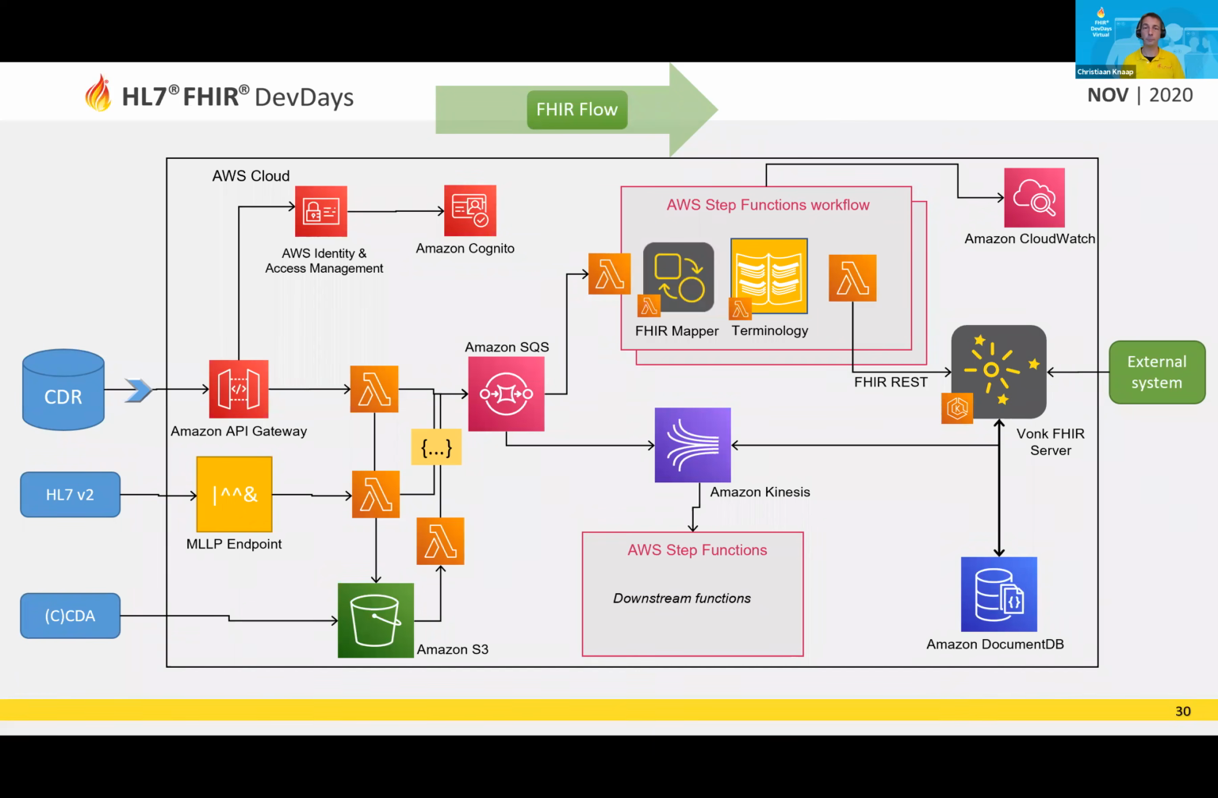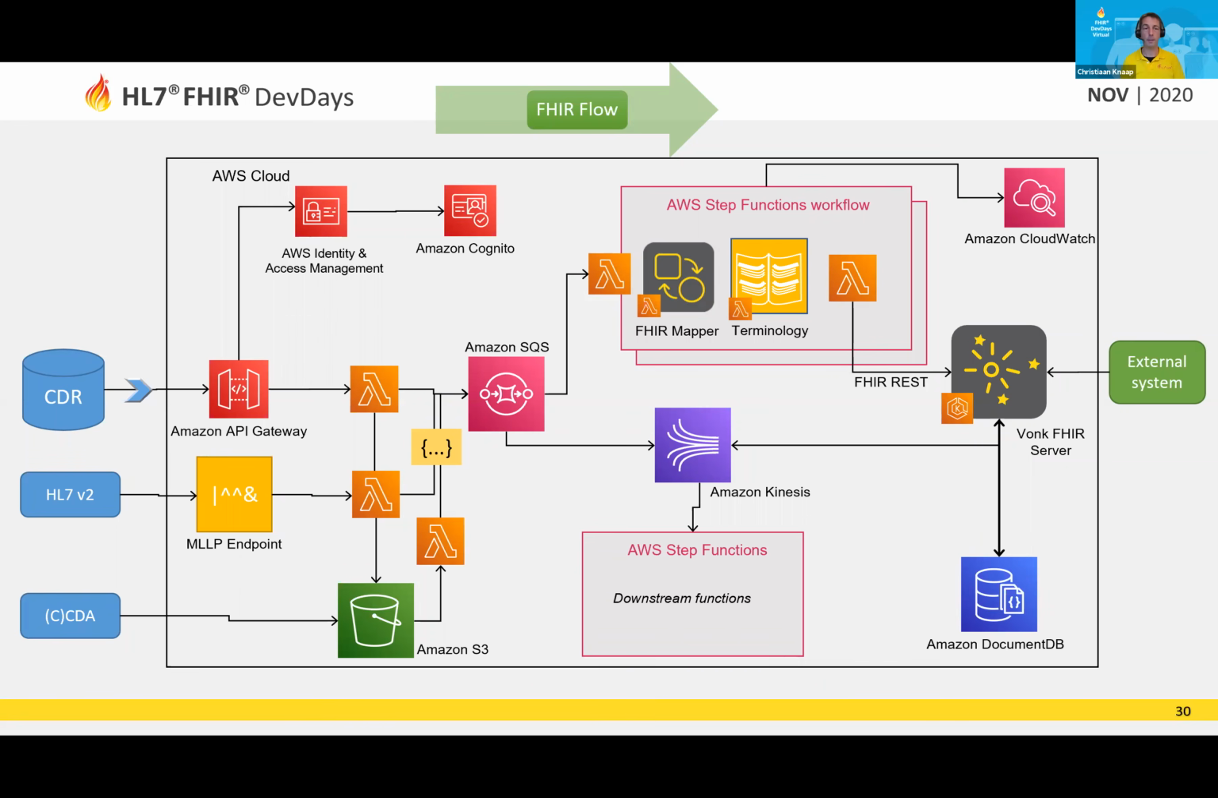From the step functions and all the individual Lambdas and all the other components in the system, they can log information to Amazon CloudWatch, which is used to monitor the performance of all these components. Then from the SQS, there is another arrow going to Amazon Kinesis. Kinesis is a streaming system, much like Kafka, for those who know that. And you could also put the raw messages into there before they are mapped to FHIR. And sometimes that is desirable because you want to capture the original meaning of the message for some reason.